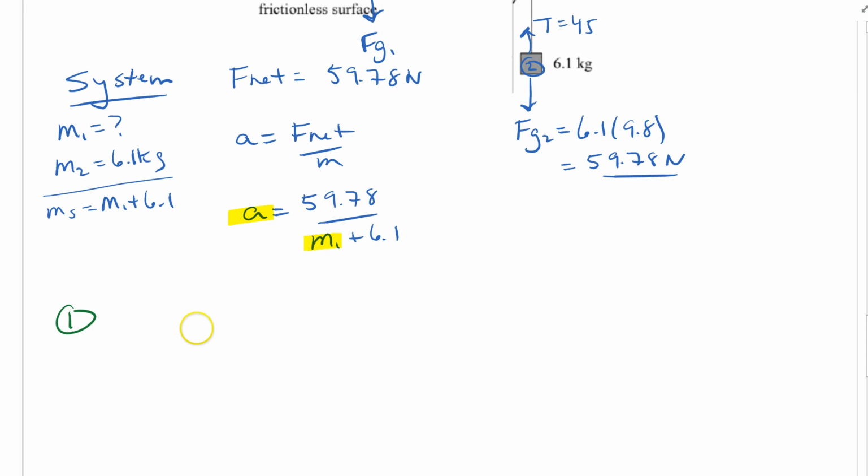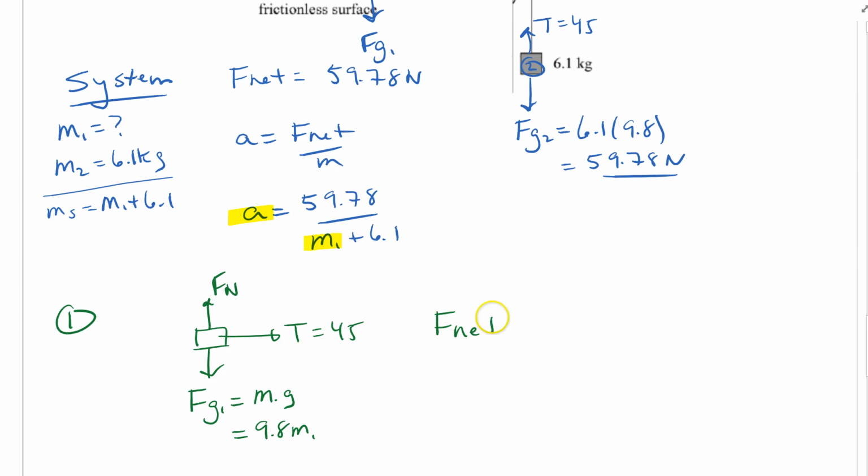Object number 1, let's redraw the free body diagram just to get a sense here. This is the force of gravity of object number 1. That's going to be M1 times G, so it's going to be 9.8 M1. That's as far as we can take that. The normal force is going to be the same, and we're going to have this tension force of 45. We can say F net is equal to MA. F net is just the tension force. It'll be 45 equals M1 times A. Again, we got the same problem, don't we? We have mass and acceleration. We've got two unknowns, right?